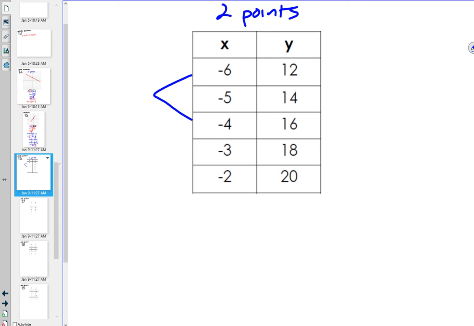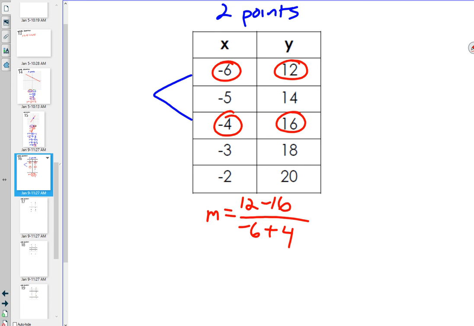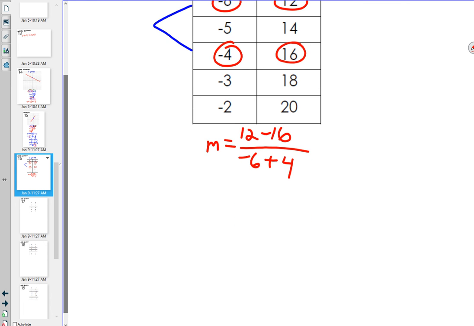When they give you 2 points, what do you have to find first? Slope. Yeah, you have to find slope first. So let's do that. Slope is equal to, well, the first y I see is 12 minus the second y I see is 16. I change the sign to minus 16. The first x I see is negative 6. The second one I see is negative 4, but I got to change that to a plus 4. So I got negative 4 over negative 2, which gives me, that's my slope.